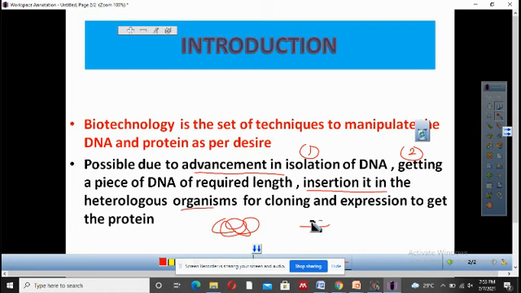Suppose this gene belongs to the mouse, and we want to replicate it, to get copies, so definitely we will insert it in the plasmid of E. coli, and we can have the copy of the mouse gene. So this is the heterologous organism, and it is used for cloning, that is making many copies, and for expression, getting the protein product of that DNA fragment.